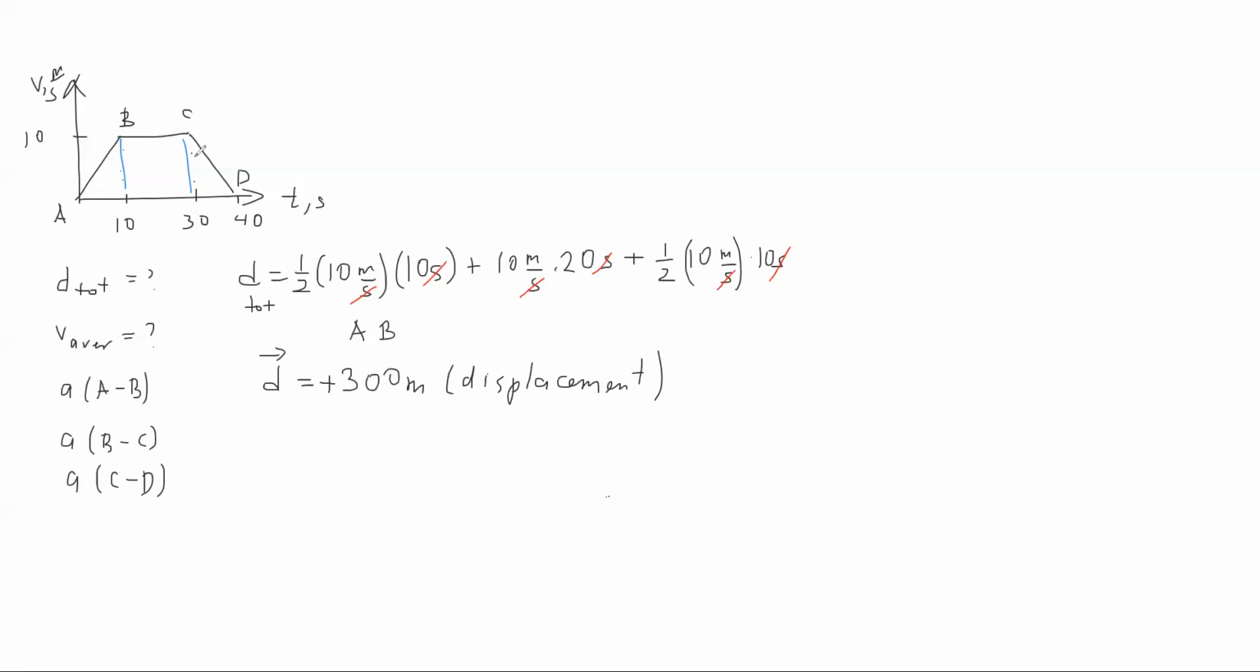Okay, and let's just finish up the rest of this stuff. Average velocity. Question? Yeah, so why exactly does finding the area of the trapezoid get displacement? Because displacement is equal to velocity times time. So basically, velocity times time is just the area of the graph.